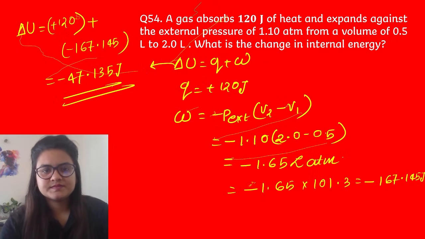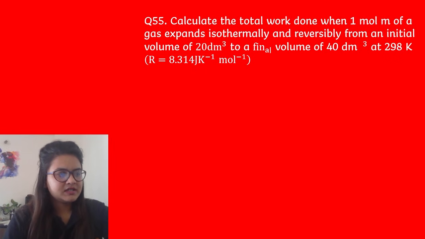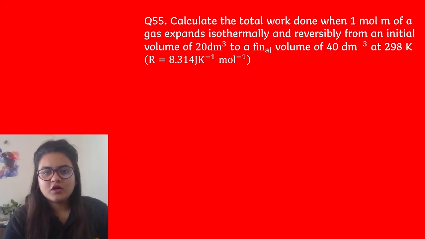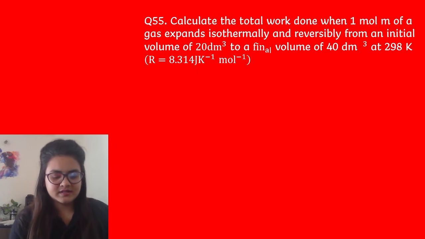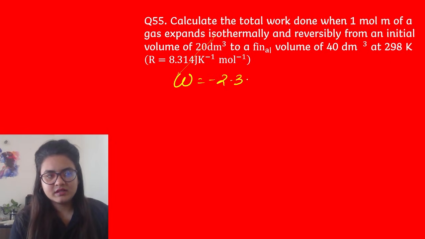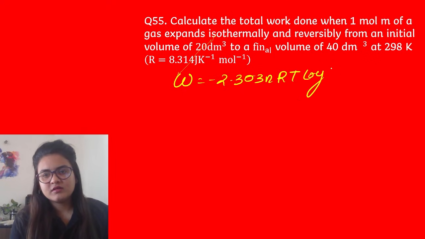Let's proceed further. Okay, calculate the total work done when 1 mole of a gas expands isothermally and reversibly from an initial volume of 20 decimeter cube to a final volume of 40 decimeter cube at 298 Kelvin. Okay, fine. So for this case, we will calculate definitely using the formula W equals minus 2.303 nRT log V2 by V1. Very important formula. Okay, so here let's put the things.